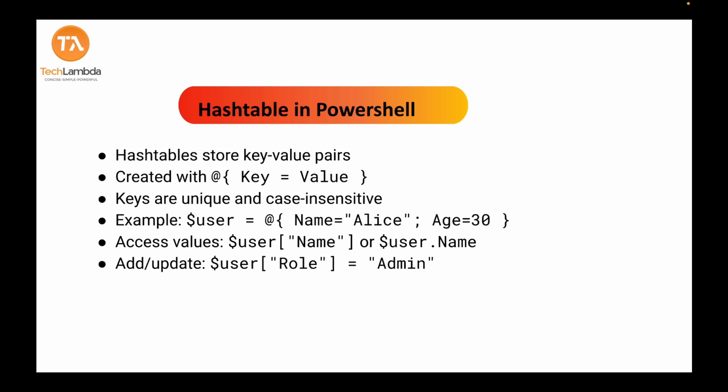For example, we created a user, and they provided values like name Alice, age 30. For accessing this value we can use the name, after the dot we can provide the key name and we get the value.